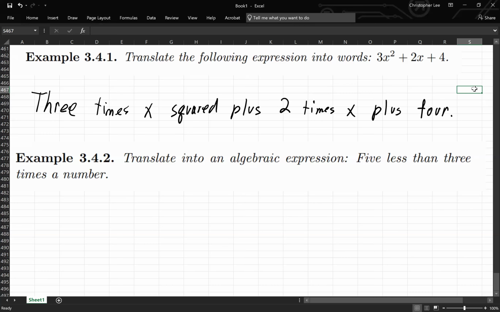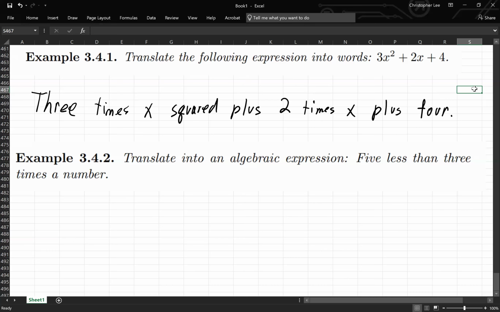5 - 3, because 5 less than 3, that's how I interpret it. As less than, it would probably be a minus. It's a mix of what you guys are thinking. Or you mix it. Oh, 3 times x and then switch it to minus 5.